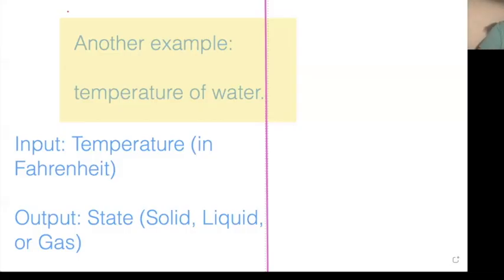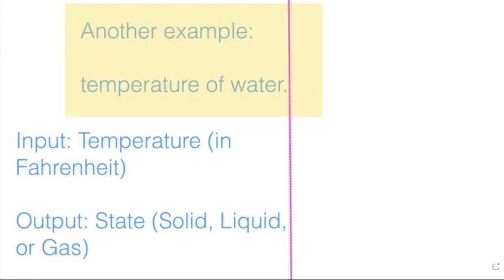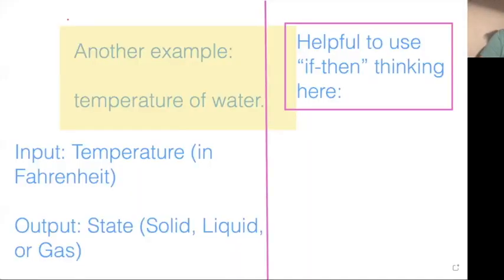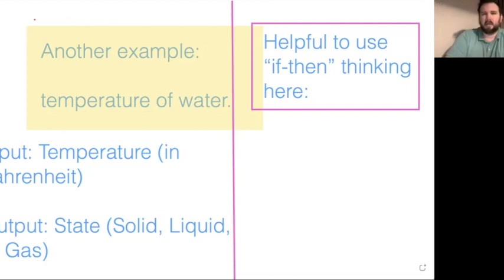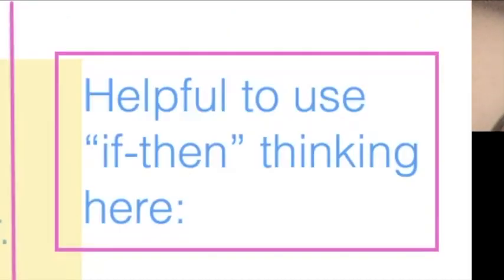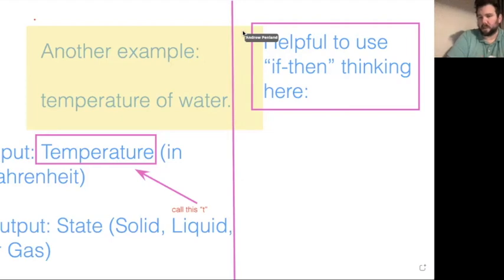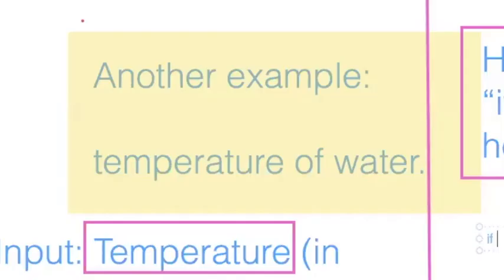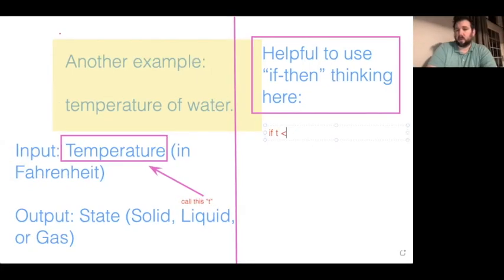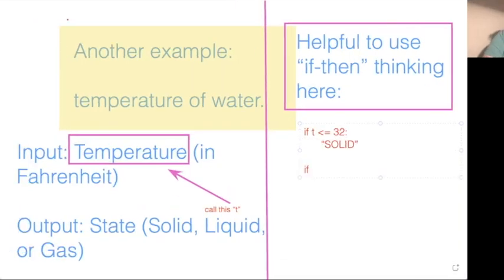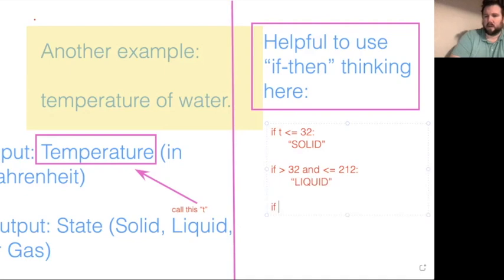Another example we could look at is something that takes as input a temperature. So I can input any number in theory, although there might be physical constraints, but the output will be a state. And that state will either be solid, which is ice, liquid, or gas. It's helpful to use what I call if-then thinking here, which is that you're just recognizing you're going to be checking lots of if conditions. For instance, if I call this temperature measurement t, small t, then I can start by saying if t is less than or equal to 32, the answer is solid. If t is greater than 32 and less than or equal to 212, the answer is liquid. And if t is greater than 212, the answer is gas.